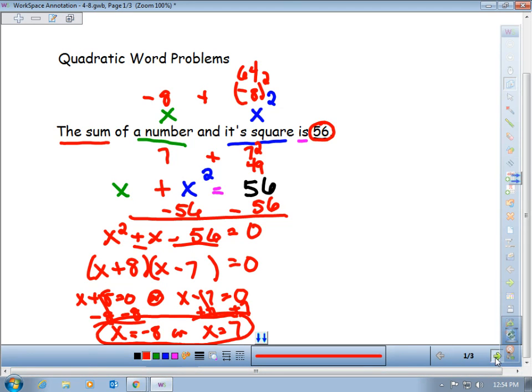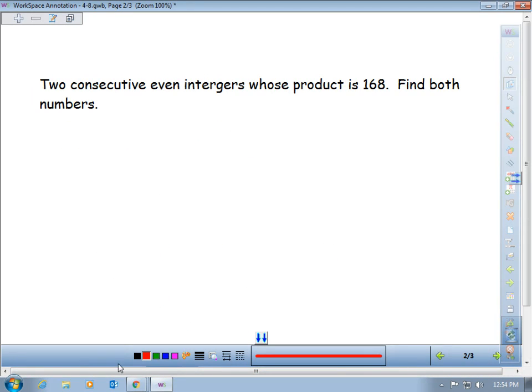Okay, the next one we're going to do is a consecutive integer problem. So in this case, we have two consecutive even integers. Well, if it's even integers, the first one would be x. The second one would be x plus 2. The evens skip every 2. If we just had regular integers, it'd be x and x plus 1. If we had odd integers, x and x plus 2 would be the same thing.